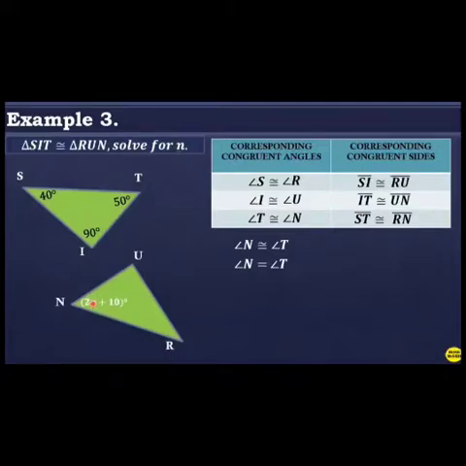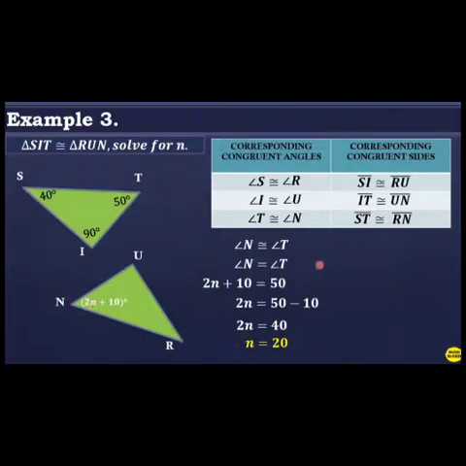Yun ang hahanapin natin. So, kunin natin si angle N, that is 2N plus 10, is equal to angle T, that is 50. So, we will solve for N. So, that is 2N is equal to 50 minus 10. So, that is 2N is equal to 40. Now, divide both sides by 2. So, 40 divide 2, that is N is equal to 20. Okay. So, we now have the value of N, which is 20.